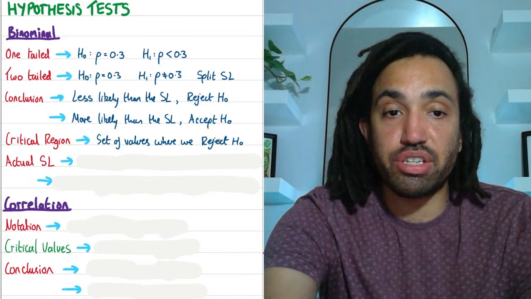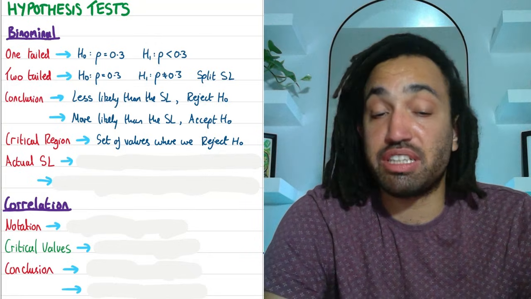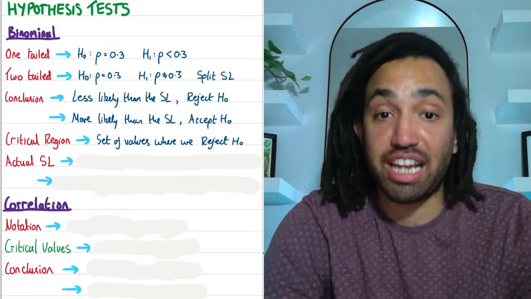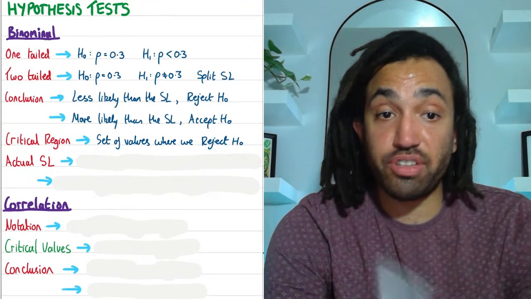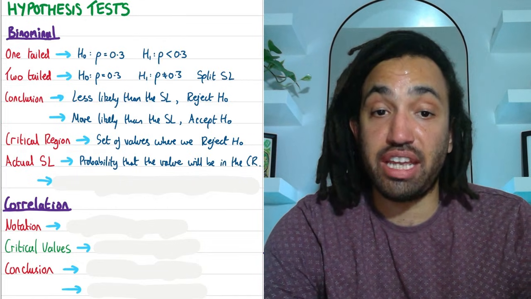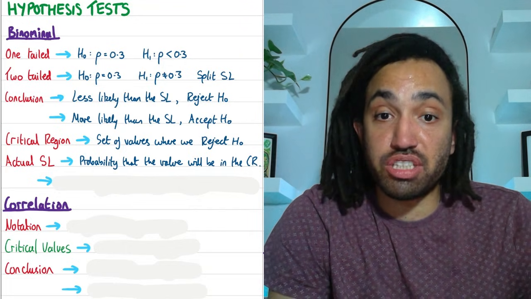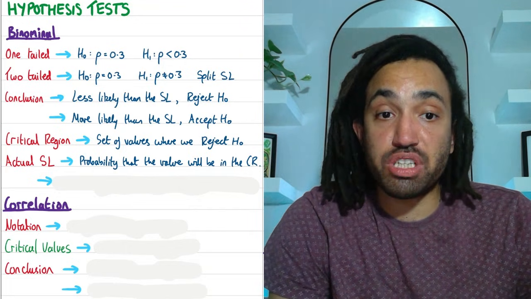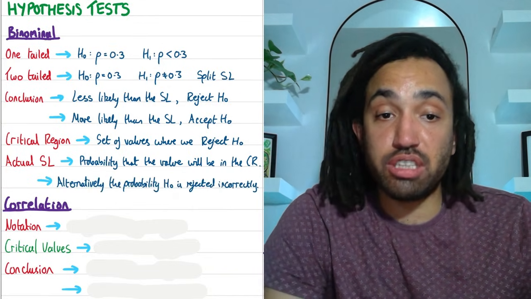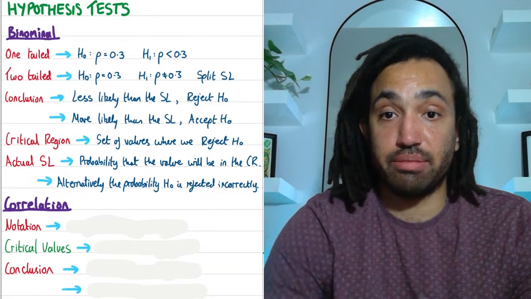Okay, critical regions. This is the set of values where we reject H0. So essentially they're the set of values where we say that there has been a change and the claim is correct. The actual significance level, this is the probability that the value will be in the critical region. So we basically test to see what the chances are for values which are in the critical region. Or another way of thinking about it is it's the probability that H0 is rejected incorrectly.